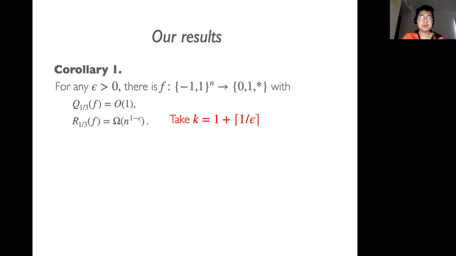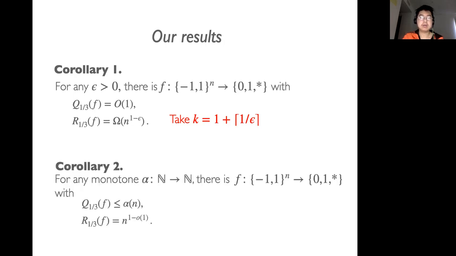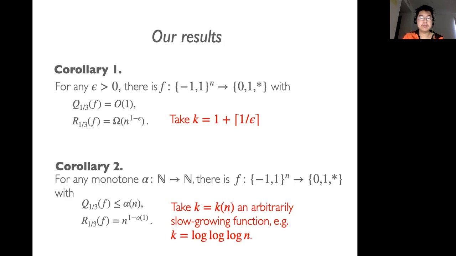We can also take k to be a slow-growing function. Then we get a slow-growing function versus n to the 1 minus little o(1) separation of the quantum and the randomized query complexity. All these results are for partial functions.